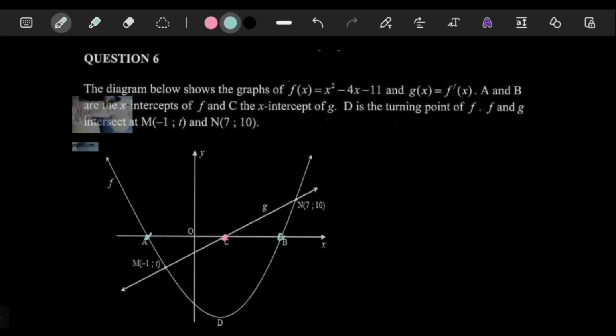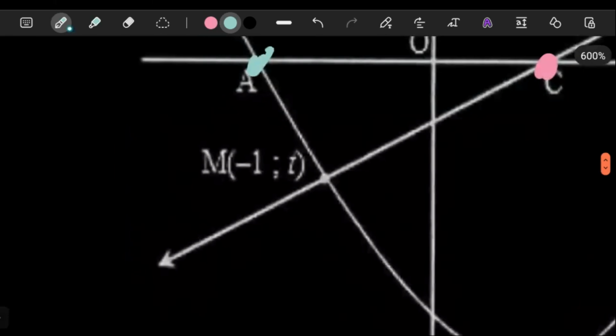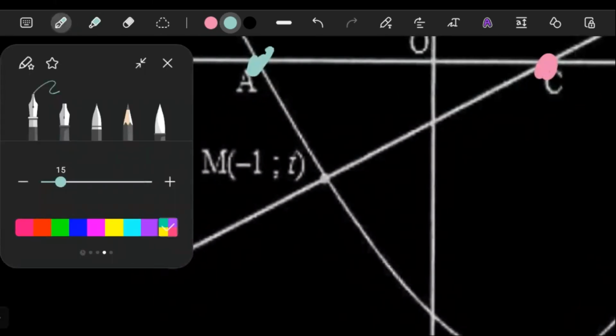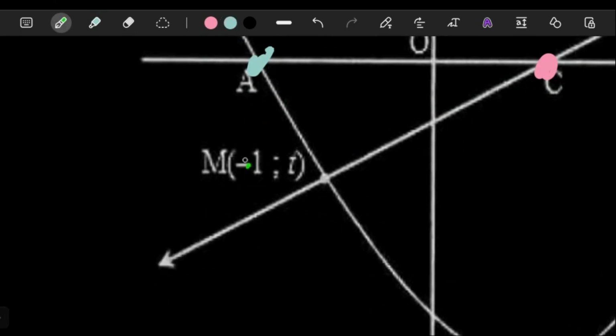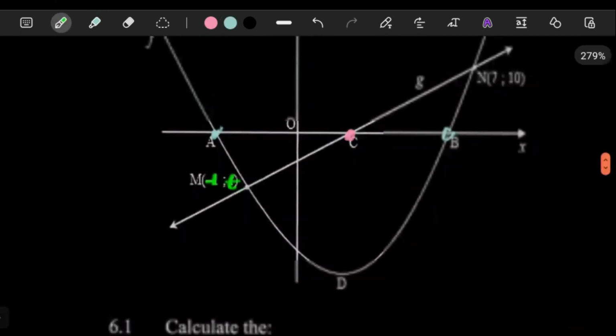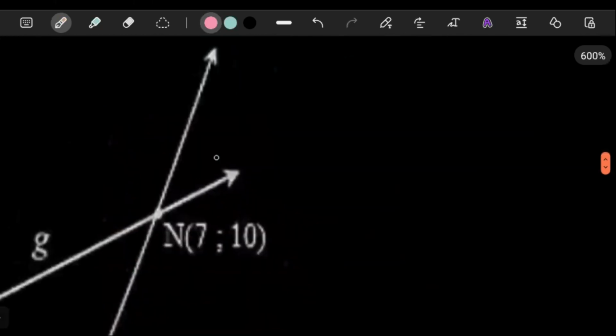Okay. So with all this being said, they then told us that D is the turning point. It looks like D and C have the same x value, but we don't have any information on that, so we might as well just leave it. And then it says g and h intersect at M. Who is M? M is an incomplete coordinate, so at some point we can expect to be asked something about this M. And then N is like 7 and 10. Okay, fine.